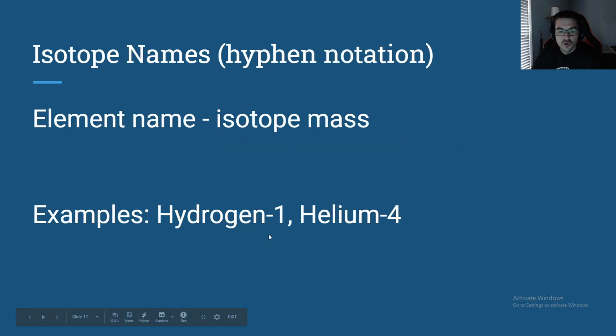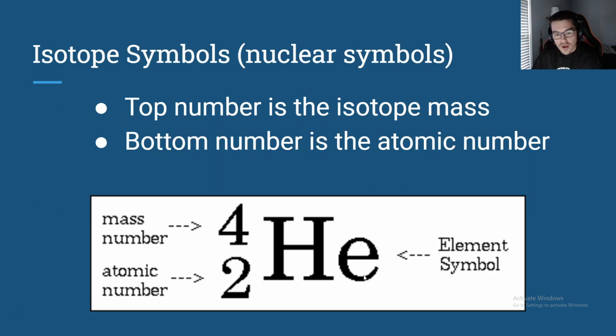So once again, you can write things out this way, or you can write it out this way, the name versus the symbol. Okay, and your assignment for today, which I'm going to explain more of during class, is that we're going to be looking at different isotopes of different elements and trying to determine how many protons, neutrons, and electrons are in those different isotopes.